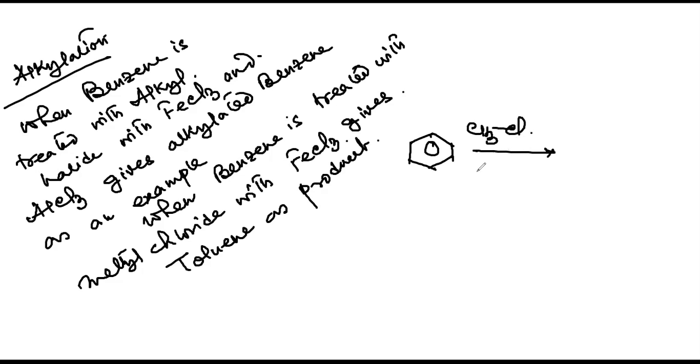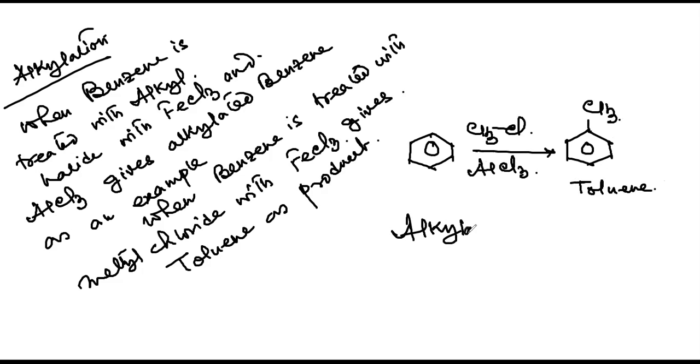CH3Cl. This is the methyl chloride. AlCl3. This will give us toluene. So this is known as alkylation. Why alkylation? Alkyl group is added.